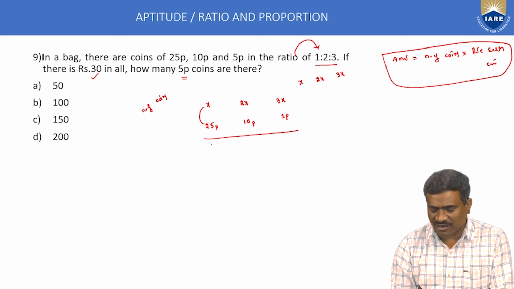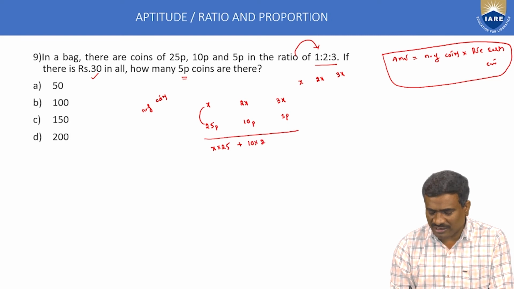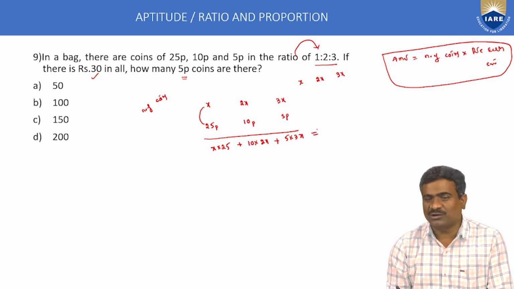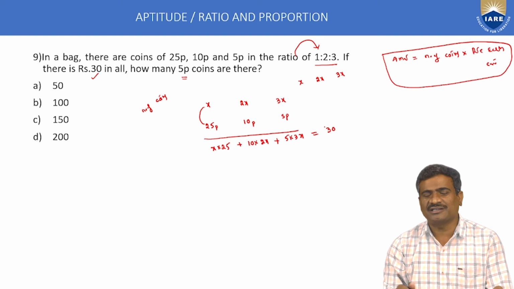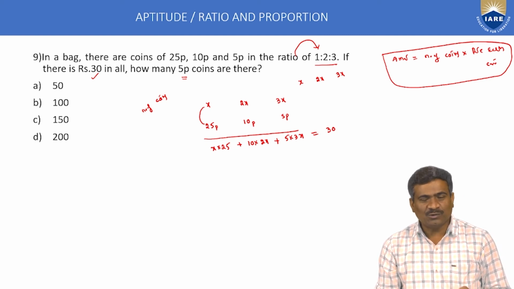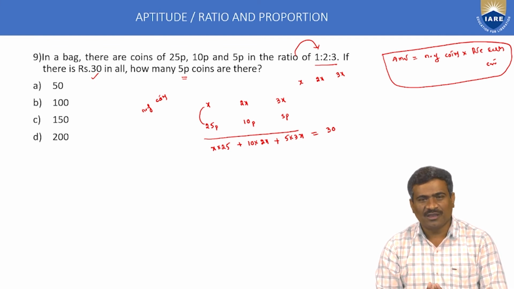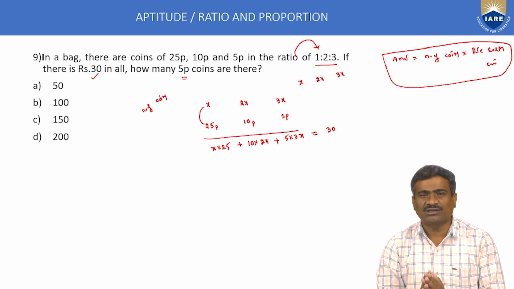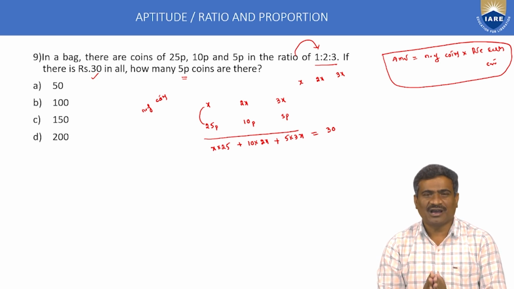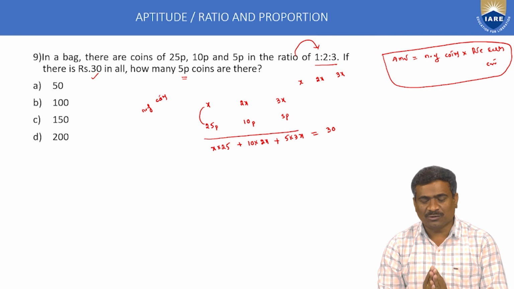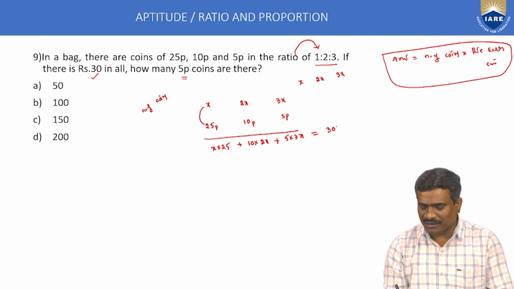Next, amount is equal to number of coins into rate for each coin. That is 25 paisa amount, x into 25, plus 10 paisa amount, 10 into 2x, plus 5 paisa amount, 5 into 3x is equal to total amount. Total amount is equal to 30. But the amount is in terms of rupees and coins are in terms of paisa. One is paisa, one is rupee. That is not a correct method. In the complete problem, either convert into paisa or convert into rupee. Rupee converts into paisa by multiplying by 100. 30 rupees means 30 into 100.